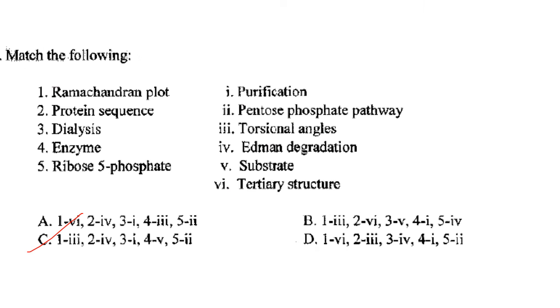Then next one, match the following. Ramachandran plot, that is torsional angles, 1, 3. Protein sequence, Edman degradation, 2, 4. Dialysis, purification, 3, 1. Enzyme 4, substrate 4, 5. Sorry. Ribose 5 phosphate, pentose phosphate pathway. So answer is option C, that is 1, 3, 2, 4, 3, 1, 4, 5, 5.